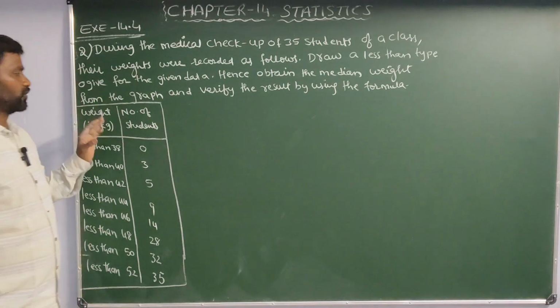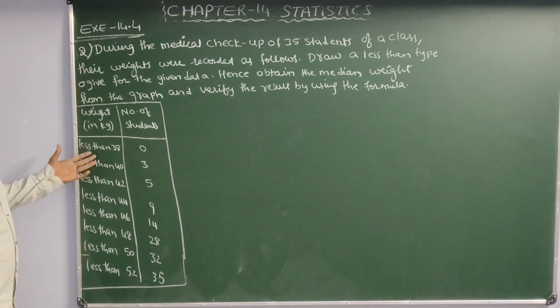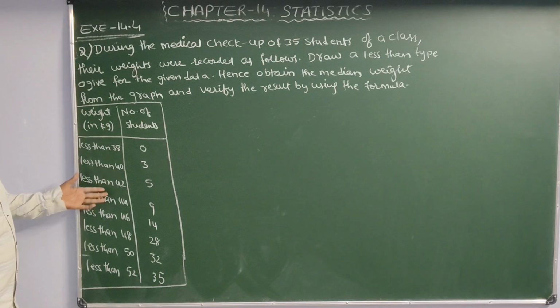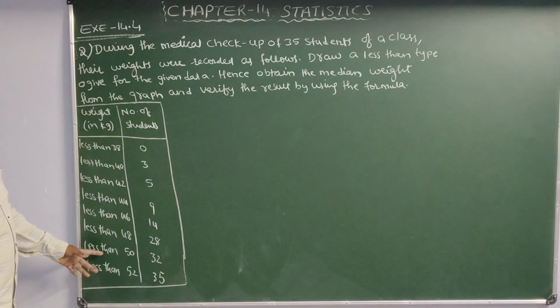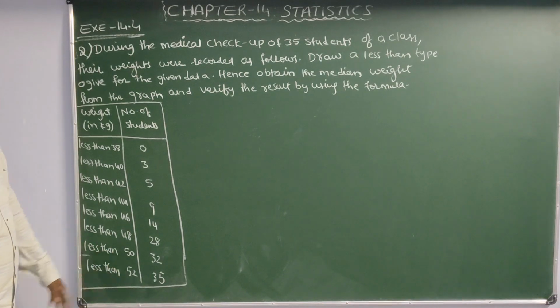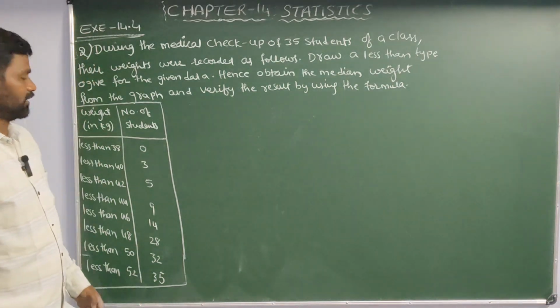So here are the weights and the number of students. The frequency distribution table is given here. Next, less than 38, less than 40, less than 42, less than 44, less than 46, less than 48, less than 50, less than 52. And what about these? These are the cumulative frequencies directly.